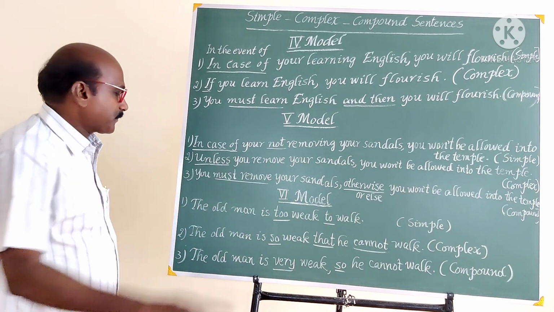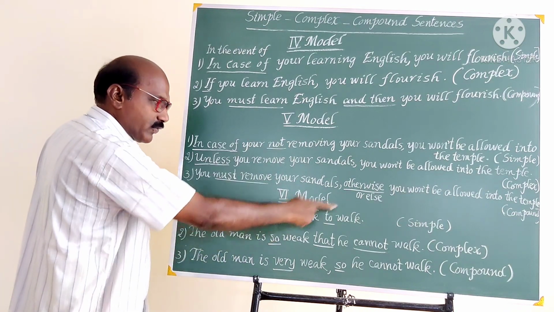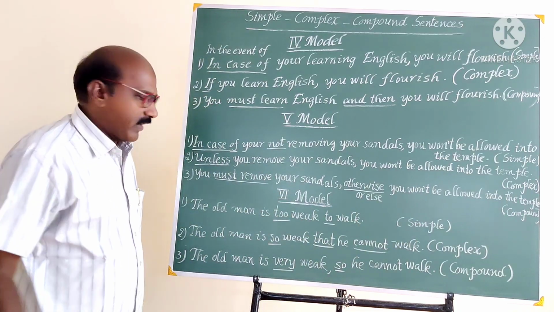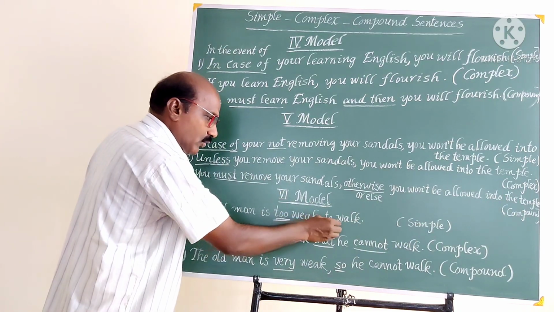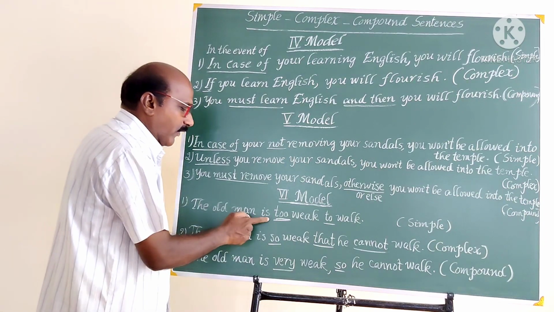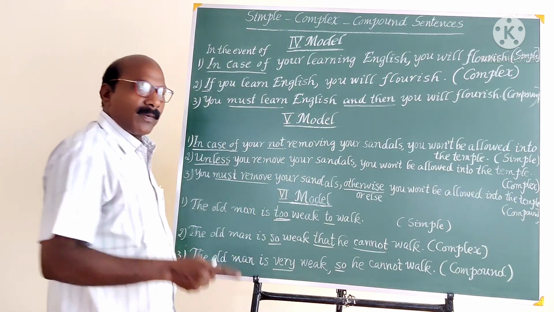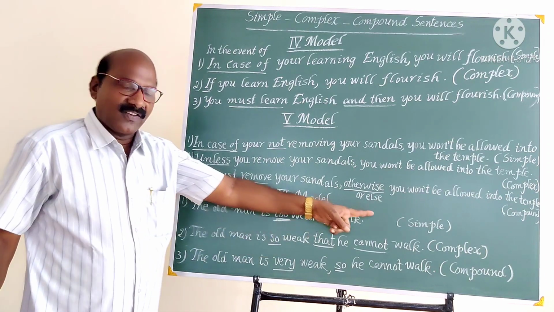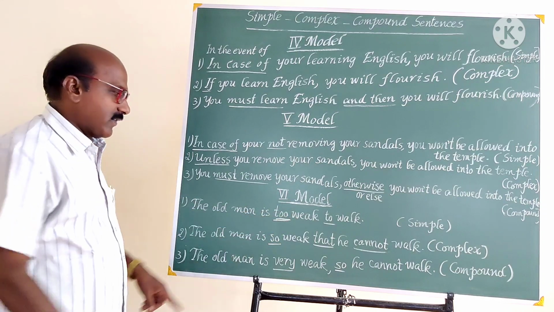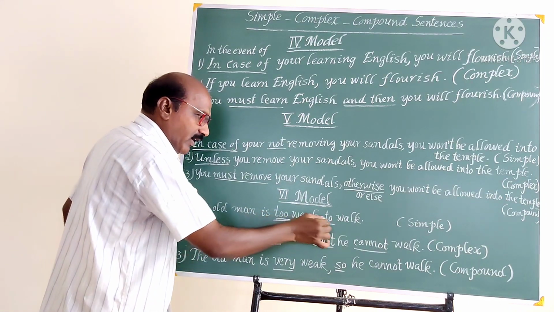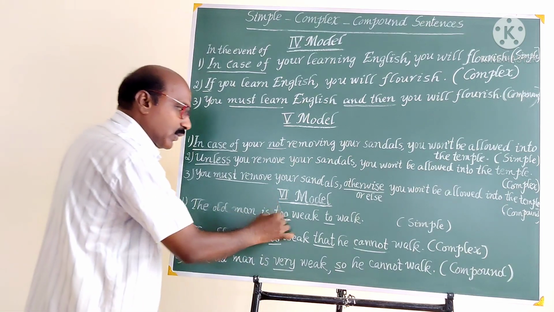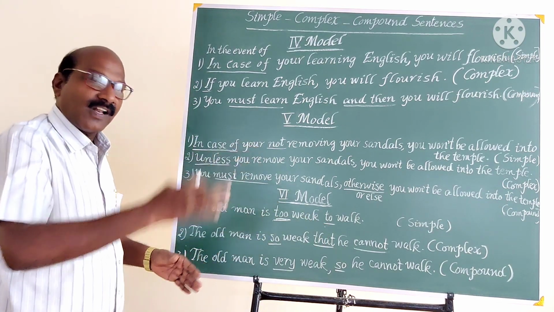Next, sixth model. The old man is too weak to walk. It is the simple sentence. So, too weak to walk. If you find too in a simple sentence, and here you find only one finite verb, so it is one main clause, and only one main clause means a simple sentence. To change this sentence into complex, if you find too in simple, use so that not in complex. Too means so that not in a complex sentence.